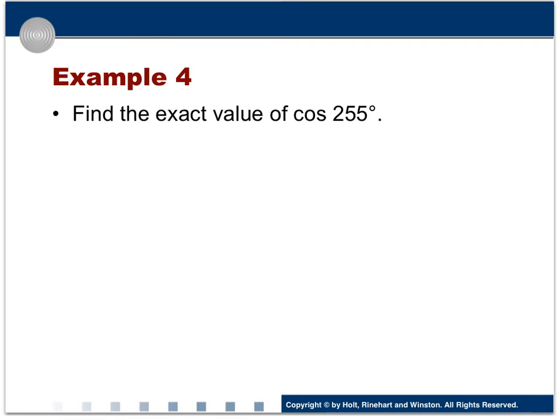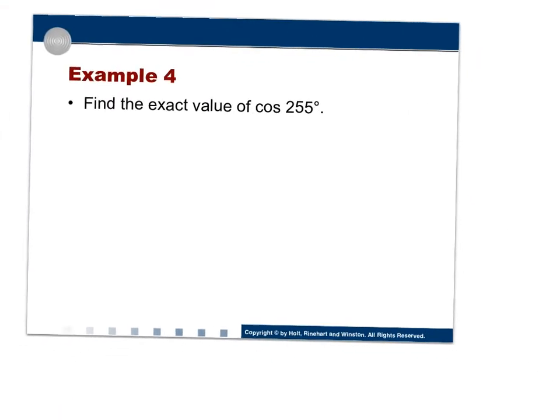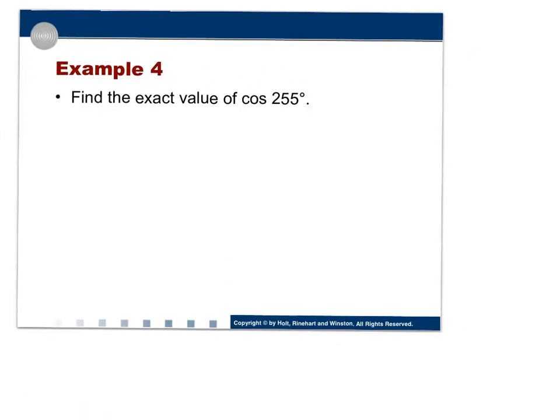Okay, so in this video we have another example of finding an exact value of a trig function that is not a special angle, but we can split it up into two special angles and apply our sum and difference formulas. So cosine of 255. The first thing I'm going to do is find two angles that work.